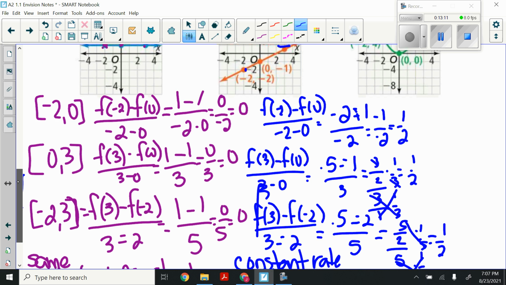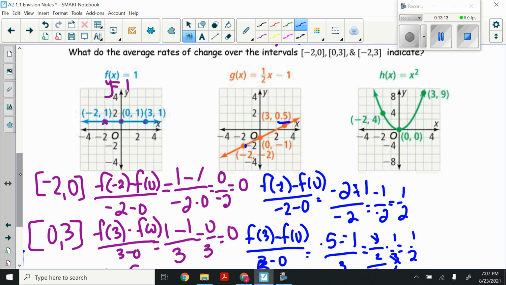All right, our last one, we look at the graph, okay? Our graph is a parabola. h of x equals x squared. A parabola doesn't have just one slope for the entire parabola like a line will, but we can find the rate of change or the slope over different intervals. So that's what we're going to look at here, okay?